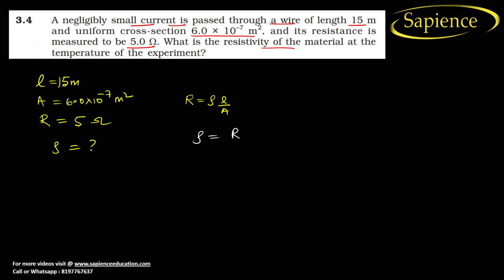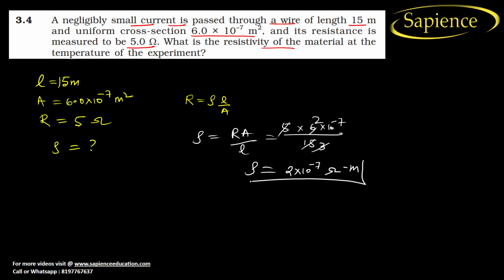So rho will be how much? Rho is equal to R A by L. So R is 5 into area 6 into 10 to the power minus 7 divided by length 15. So this is 3, 3, 2 into 10 to the power minus 7. So finally resistivity is equal to 2 into 10 to the power minus 7 ohm meter, right? So this is the final answer for this question. I hope you all have understood this one. So let's go for the next question.